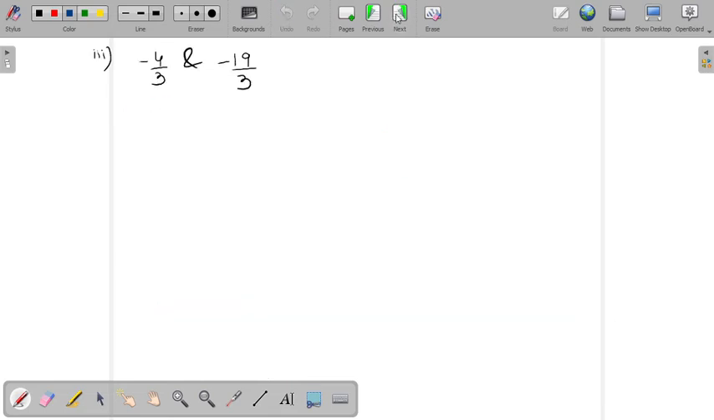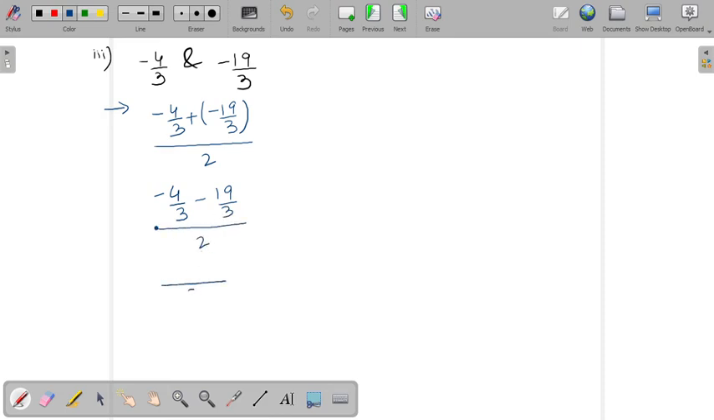Now come to the next part. Now these are the two numbers. You have to find out the rational numbers. So let's go for the question. Add them together. Minus 19 by 3 and divide by 2. If you know any other method, you can do with other method also, but the method should be right. So whole upon 2. Now take its LCM.